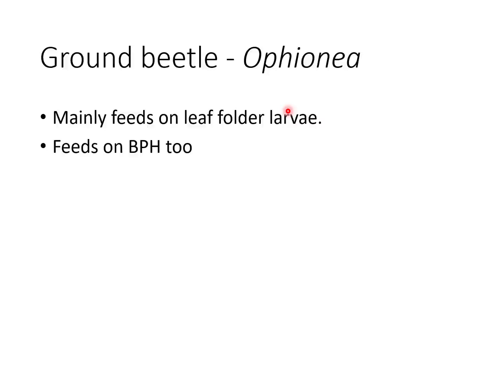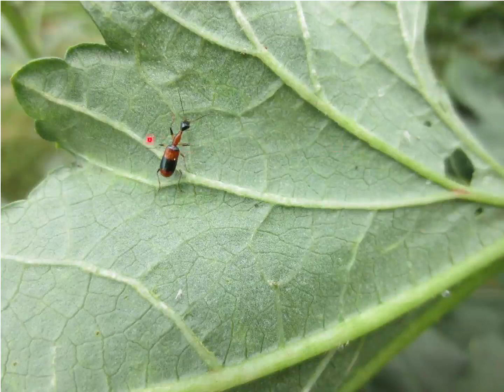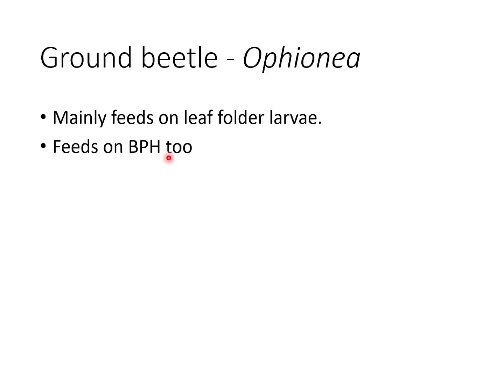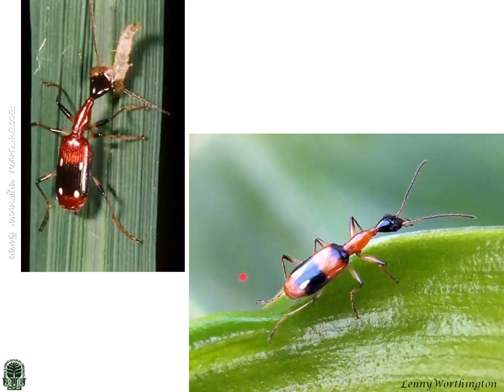Next one is ground beetle Ophionea. See, this is a picture from Bindi, but this ground beetle is also seen in rice ecosystem, especially in Thrissur and all. We commonly come across ground beetle Ophionea. This is red and black in color. This mainly feeds on leaf folder larvae. It feeds on BPH also. This is another picture of ground beetle Ophionea.